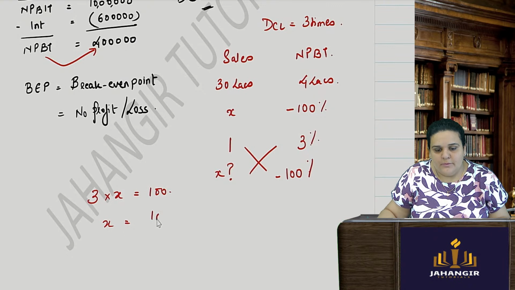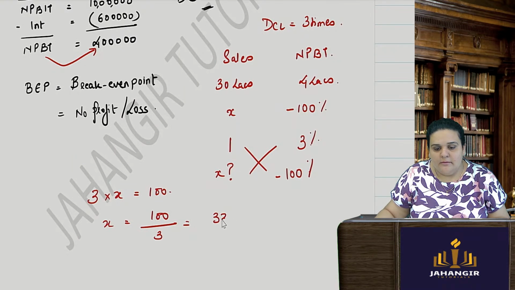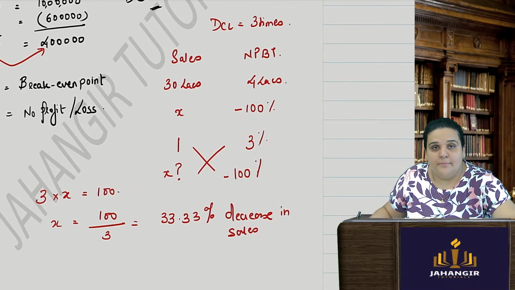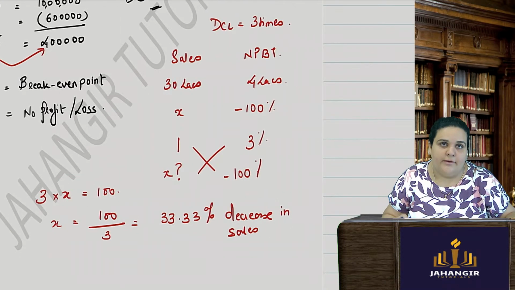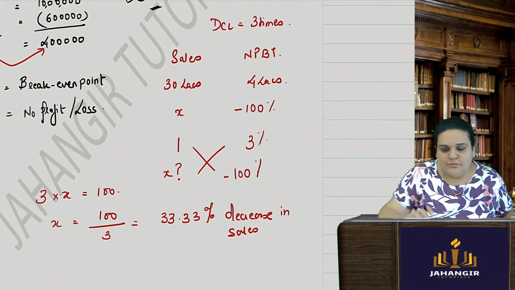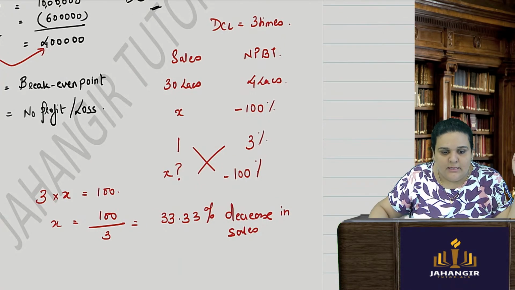So X will be equal to 100 upon 3. Don't put that minus sign right now. So it is going to be 33.33% decrease will be required in sales, so that I will reach at a break-even point. I have used my combined leverage, same concept of cross multiplication I have done here.